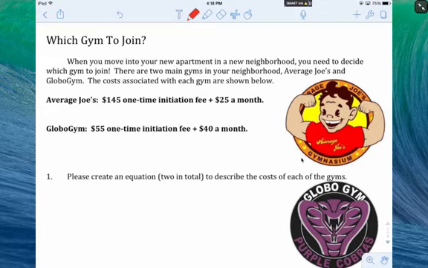And here are their logos. And I totally stole Average Joe's and Globo Gym. Those are the names of the gyms in a great movie from 2004 called Dodgeball. If you haven't seen it, it's phenomenal.